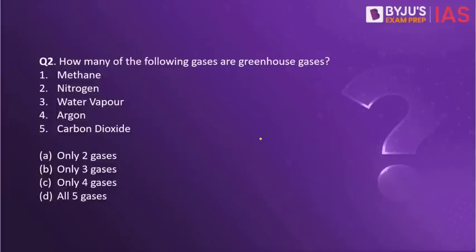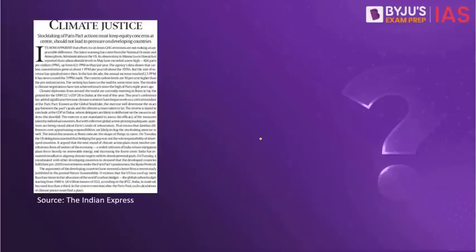The next question is, how many of the following gases are greenhouse gases? Methane, nitrogen, water vapor, argon, carbon dioxide. We have taken this question because according to a study by NOAA, National Oceanic and Atmospheric Administration of USA, it has been found out that the concentration of carbon dioxide has further increased in our atmosphere. It has increased to 424 parts per million compared to 421 parts per million in May last year. So within 1 year, there has been an increase of 3 parts per million.